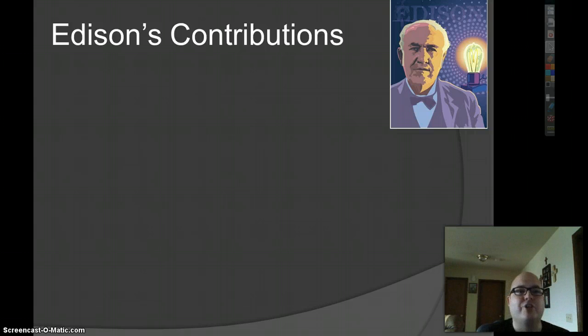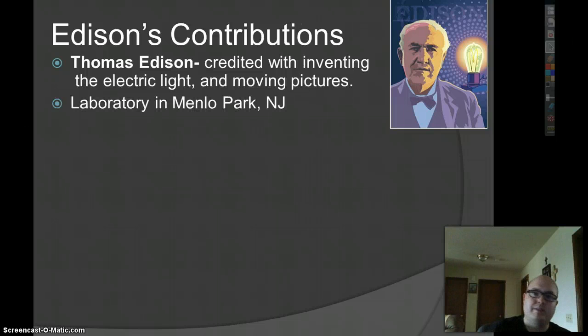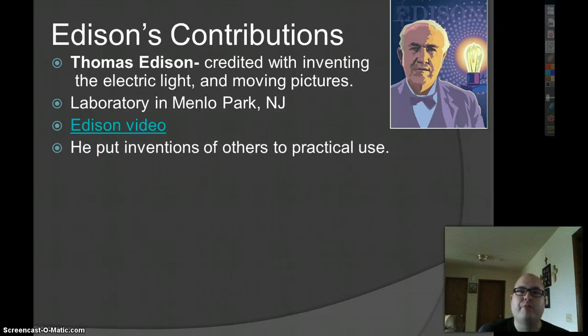Now, the big kahuna here, Thomas Edison, who really is more of a great businessman, innovator, not an inventor. You've got to get that. Edison was an innovator, not an inventor. He's credited with the electric light, moving pictures. He has a laboratory in Menlo Park, New Jersey. That's where he did all his work. There's a little video you can click on in a YouTube channel and watch. Great video about Edison, a little bit about rivalry with Tesla and the AC/DC current.